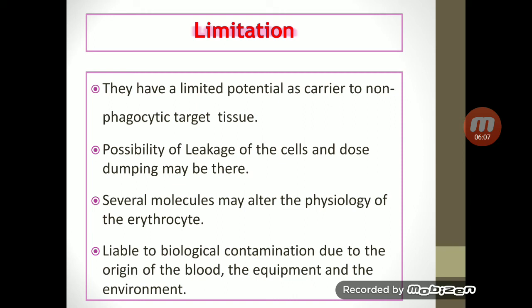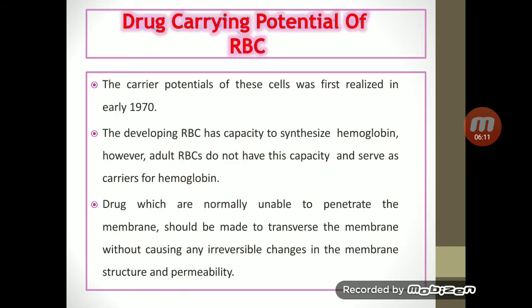So in that process there may be chances of biological contamination. So the next point is the potential of RBCs, or how it is used in the steps of resealed erythrocytes as a drug carrier. It was first realized in 1970 that we can use RBCs as a potential drug carrier.